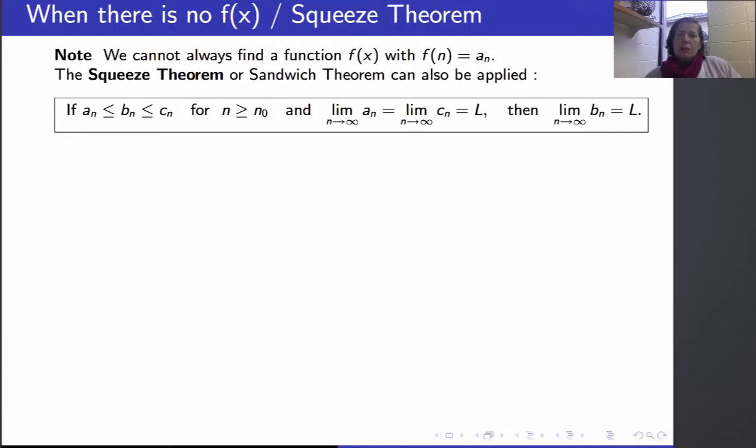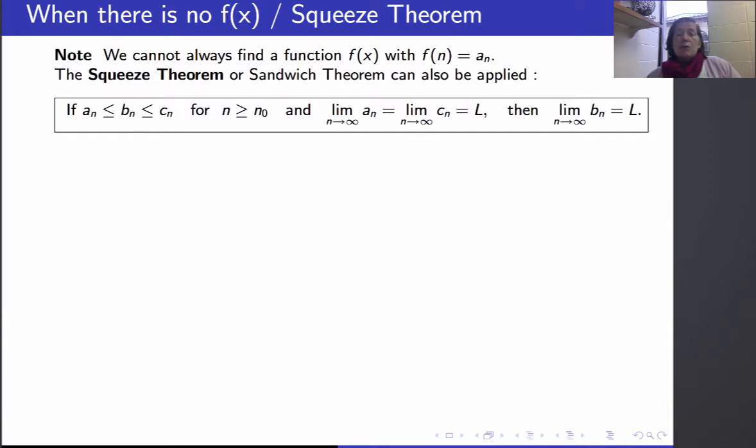We might not always be able to find a function f(x) with f(n) = a_n. In other words, when we try that trick where we replace the n by an x and use our laws of limits from Calculus 1, it may not always be possible, especially when we have n factorial in the expression for a_n. Remember, we also learned the squeeze theorem in Calculus 1, and this could also be applied.